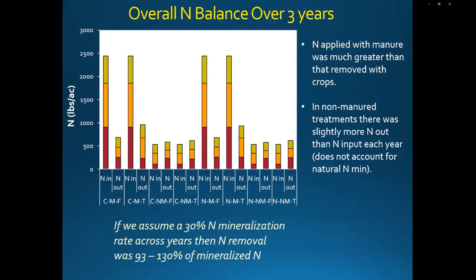If we assume again a 30% nitrogen mineralization rate across years, then the nitrogen removed was about 93 to 130% of the mineralized N. So obviously we're picking up some of the natural mineralization in some of these studies to help meet the crop needs.